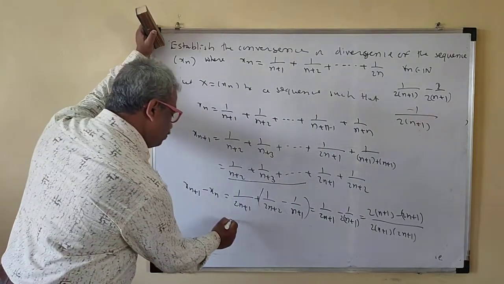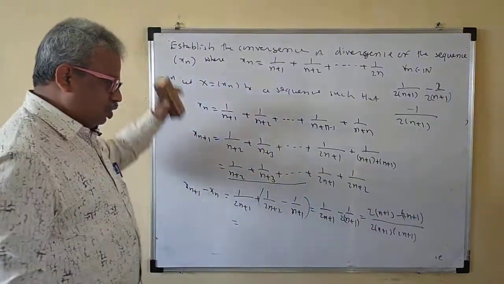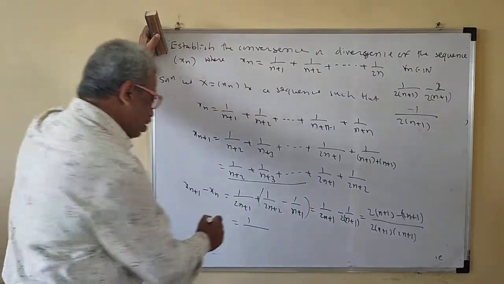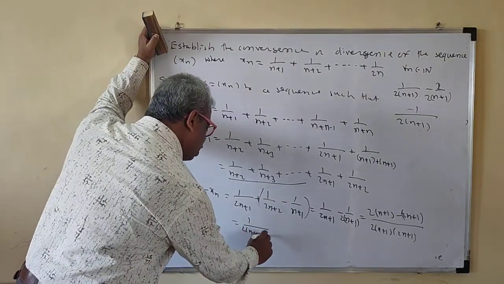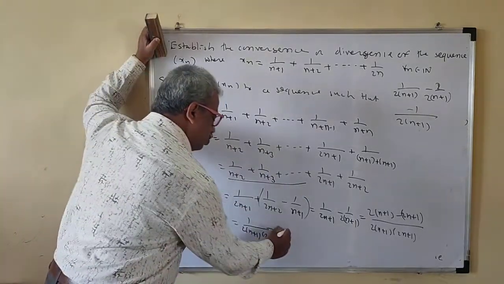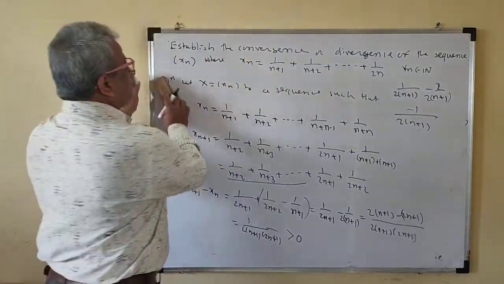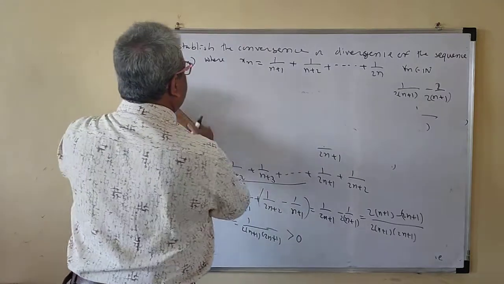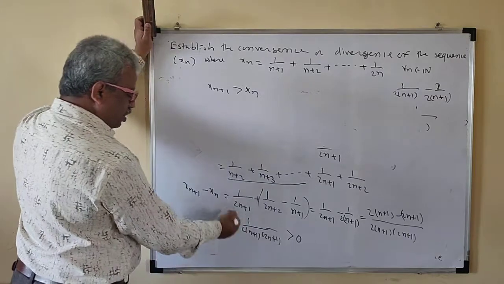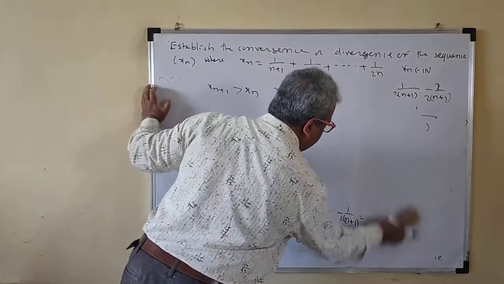So what is this? The twice n gets cancelled here. So this is 2 minus 1, which is 1, upon 2 into n plus 1 into twice n plus 1. See, whatever the value of n, this is positive, so this is greater than 0. So what do we get then? x n plus 1 is greater than x n because this is positive. This is true for all n, right?